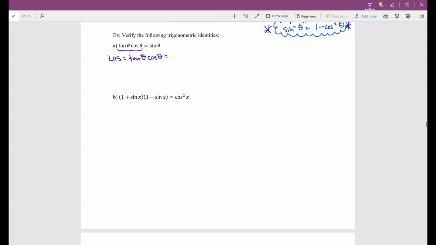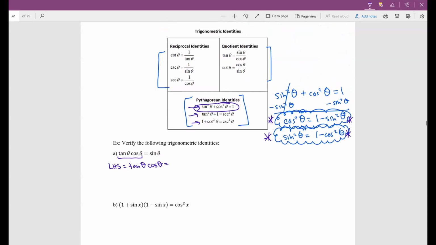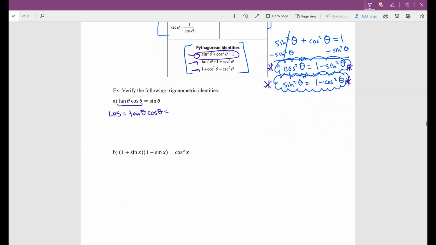Can I transform the tangent into something? Well, if you look at our trig identities, we know that tangent is equal to sine theta over cosine theta. So I'm going to replace the tangent with sine theta over cosine theta, and I'm going to do nothing with the cosine. The cosine is going to stay by itself. Now notice what happens: the cosines cancel each other out, and all I'm left with is sine of theta, which is just equal to the right-hand side. At that point, we have finished the proof. We have verified that the left-hand side is equal to the right-hand side.